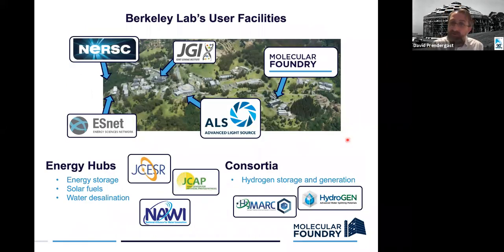So the Molecular Foundry is one of multiple user facilities at Berkeley Lab in California that include a supercomputer, a Genome Institute, and several research collaborations that are dedicated to things like energy storage, so batteries, solar fuels or artificial photosynthesis, water desalination, hydrogen storage and generation, the kinds of things you'd expect a Department of Energy in a government to care about. Today, I'm going to talk mainly about my interactions with the Advanced Light Source, which is our local synchrotron, and I'll try to explain briefly what that is.